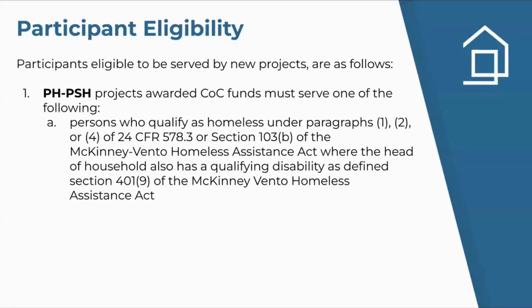Participants eligible to certify new projects. Permanent supportive housing projects must serve one of the following: people who qualify as homeless under paragraphs 1, 2, or 4, which is literal homelessness, at risk of homelessness, or fleeing domestic violence. And they also need to have, the head of household needs to have a qualifying disability. That definition has changed this year as well. I think that's in one of the later slides.